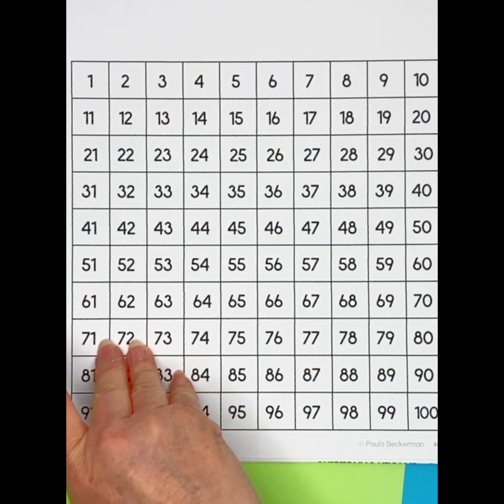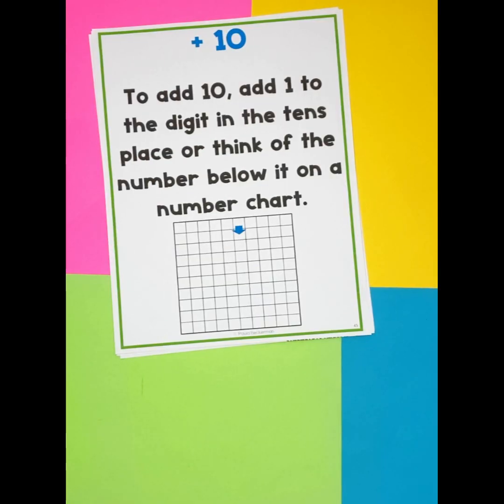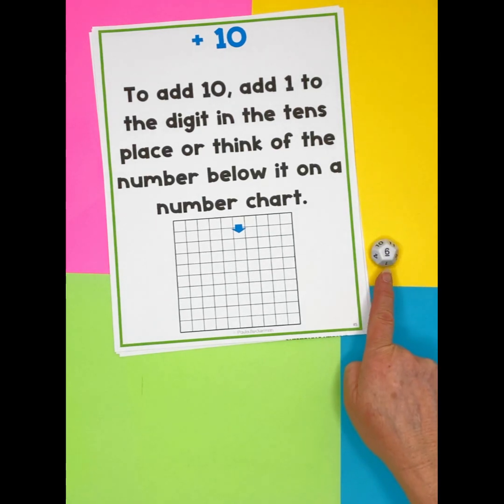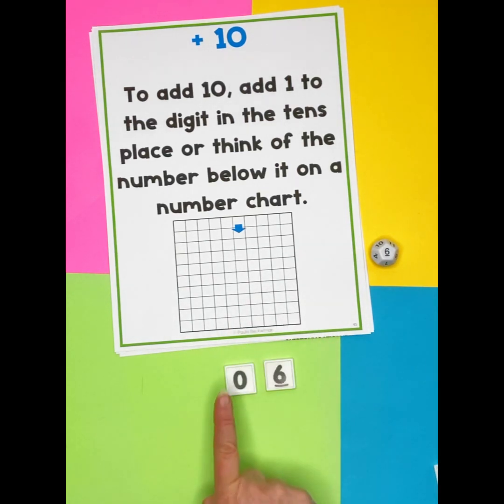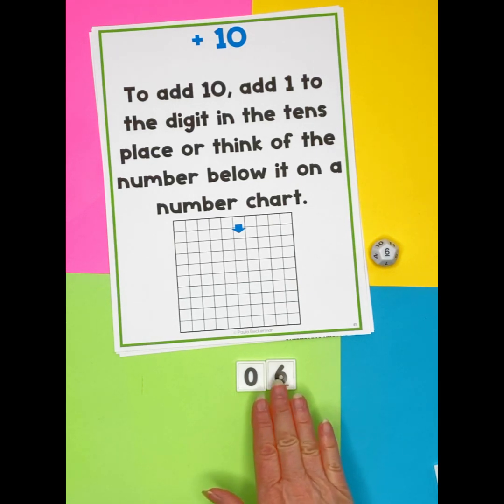So let's try it out without the hundreds chart. Let's just practice it with some numbers. So let's add 6 and 10. We'll put our 6 here. I'm going to put a 0 to show that there are 0 groups of 10. Now, normally we would not write our number this way, but it is still correct. There are 0 tens and 6 ones.